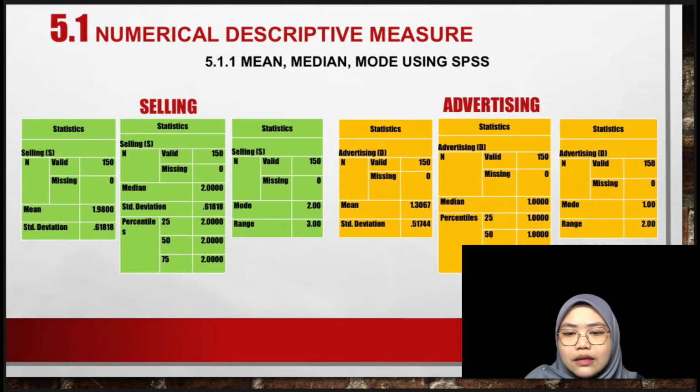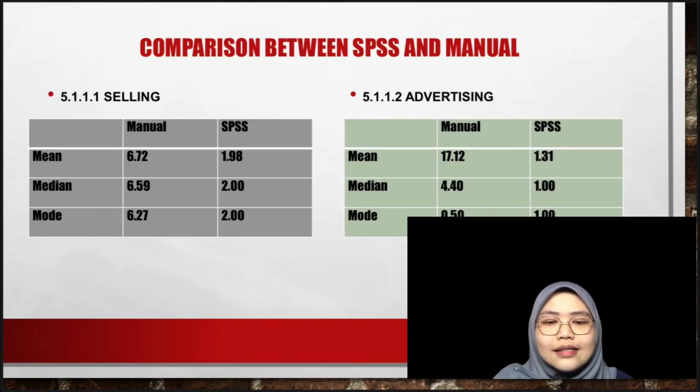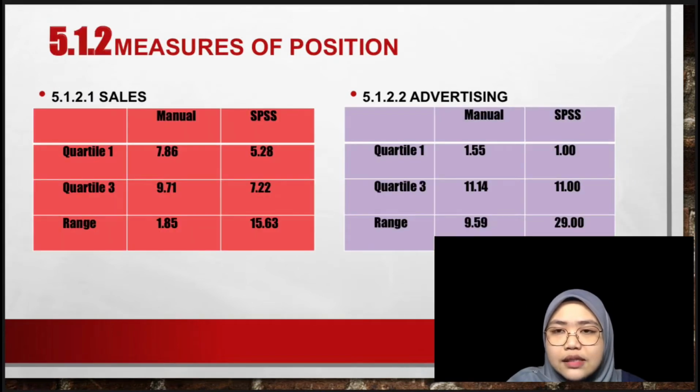5.1 is numerical descriptive measure for median, mode, and mean using SPSS. Selling stands for variable Y and advertising stands for variable X. Next is comparison between SPSS and manual. For selling and advertising, there are different amounts between manual and SPSS for mean, median, and mode. Measure of position for sales and advertising.